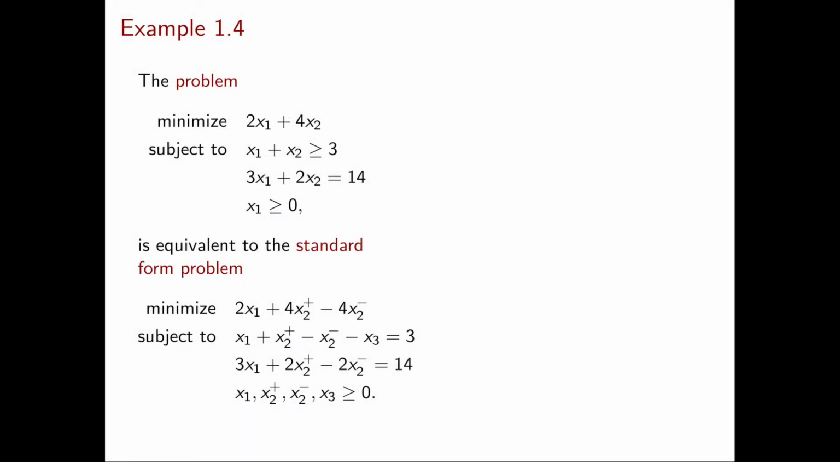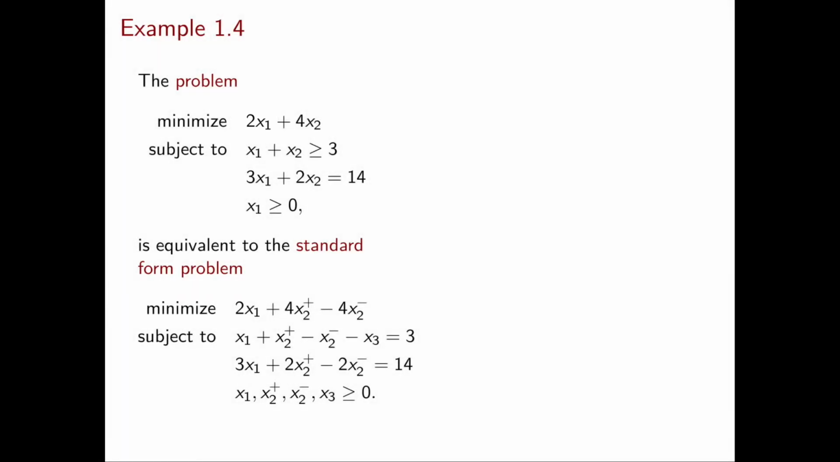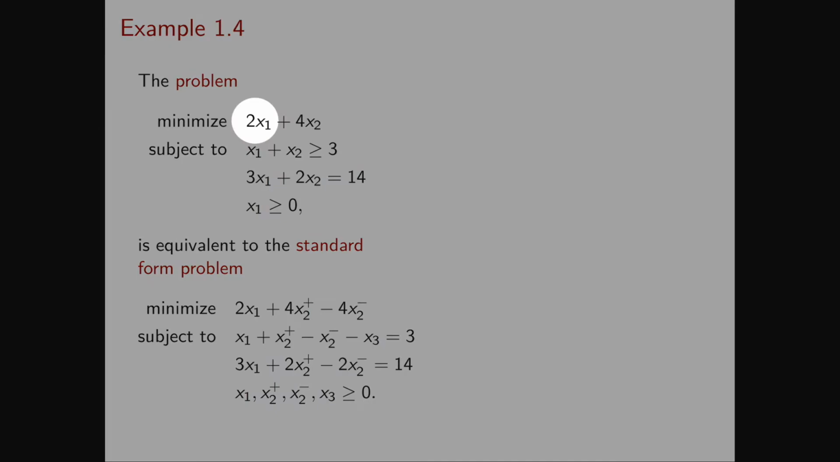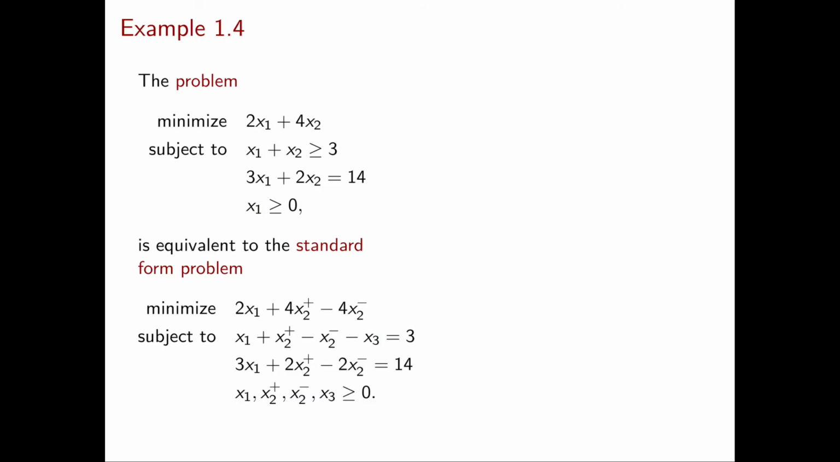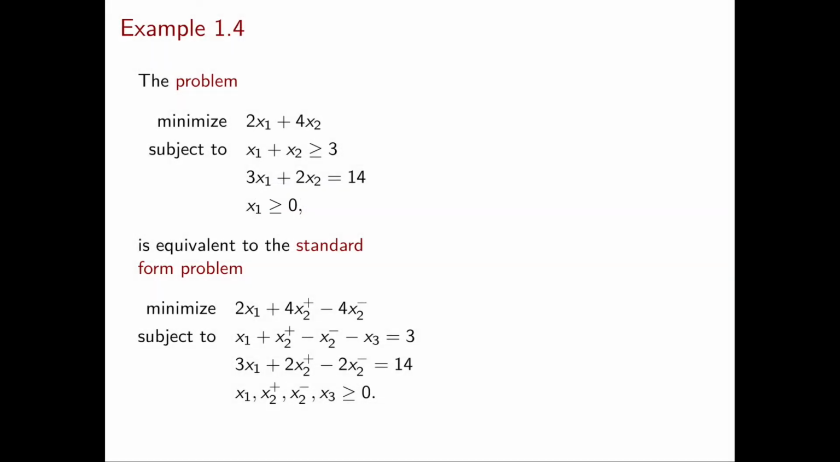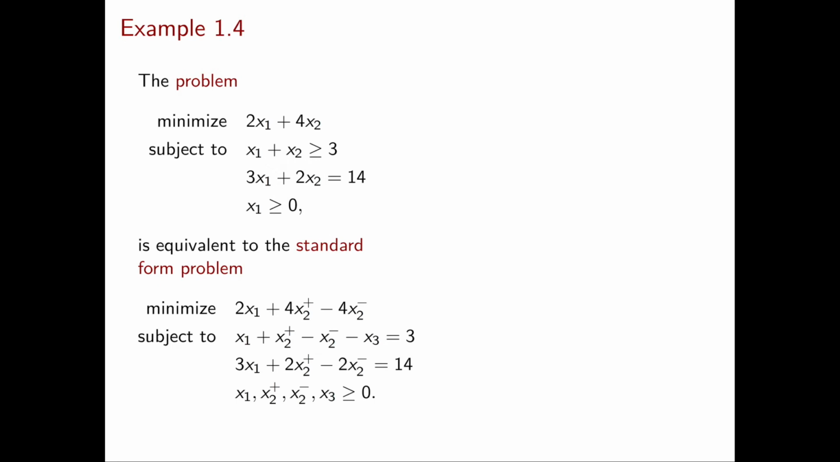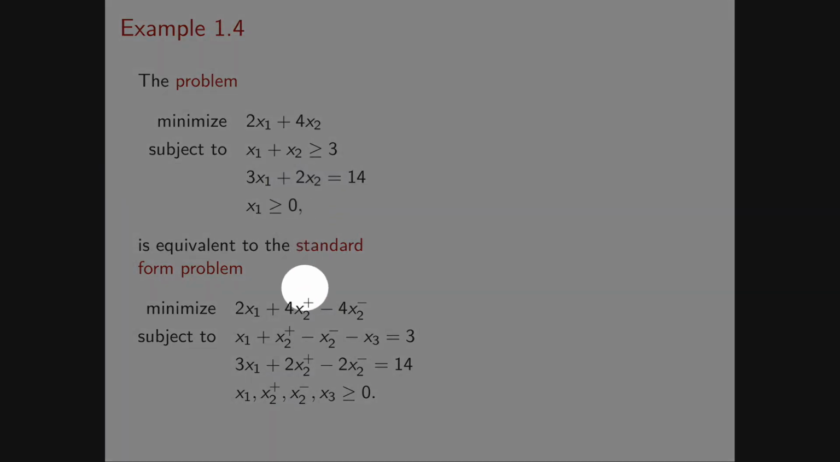Let's see an example. Let's say that our general form linear programming problem is the one over here, and we want to transform it into a standard form problem, and I claim that the obtained problem is the one below. So how do we get there? First, in the original problem, we already have x1 greater than or equal to 0. However, x2 is a free variable. Therefore, we replace the variable x2 in the original problem with x2 plus minus x2 minus, which are two new variables required to be non-negative. And that's exactly what we have here.